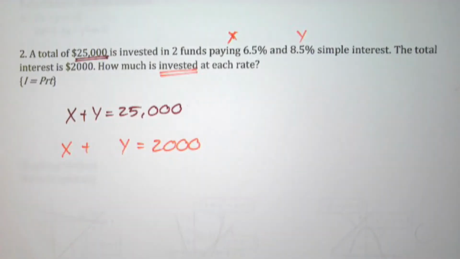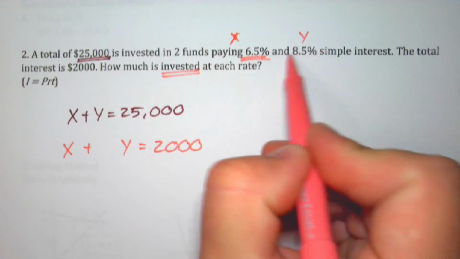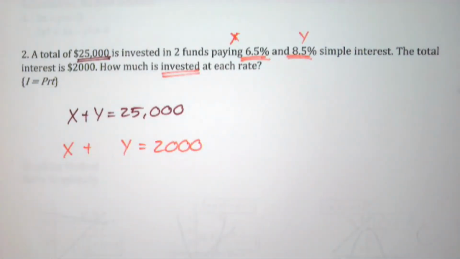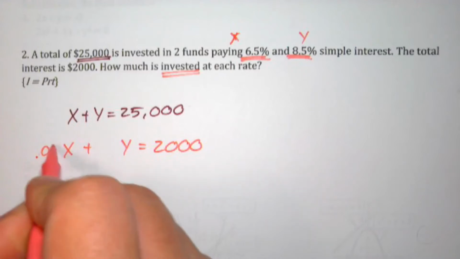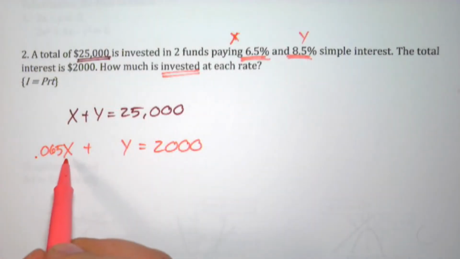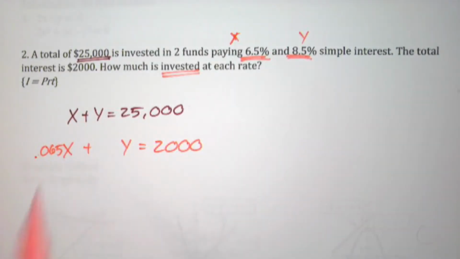Well, how much of each of those funds? That's where that percent comes in. So we have 6.5% of, we'll say, the first fund, X for us. Again, this is going to be a decimal, however, so we've got to bump that over 2 spots. So 0.065 times that first fund, that's our interest from that one.